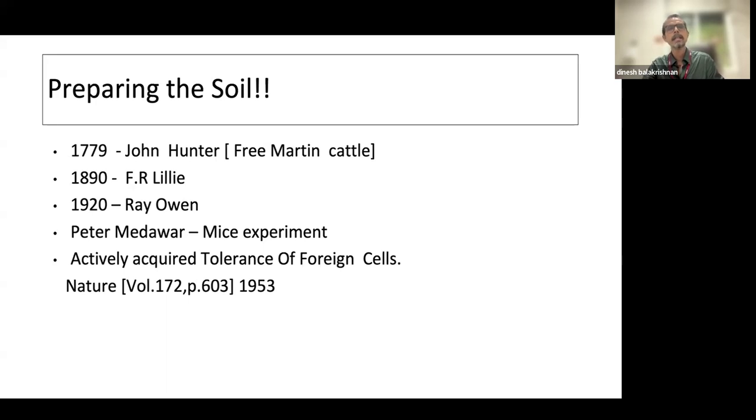But again, it took another 35 years for Ray Owen to do a few more experiments. And he found that these cattle had two different blood cells. So they were non-identical and they had two different blood cells, which again, biologically is not feasible.